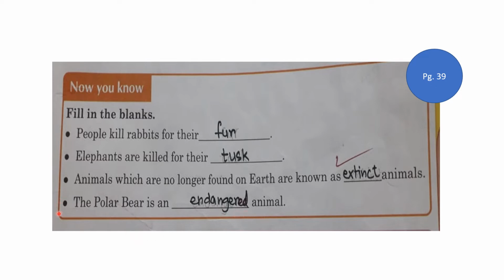ENDANGERED. The polar bear is an endangered animal. Now, what are endangered animals? Endangered animals, like we studied, are animals which are about to go extinct. They haven't yet gone extinct. They exist, but in very small quantities. So the polar bear is one of those animals that do exist on the earth and live on the planet for now, but they are in very few quantities and can go extinct.